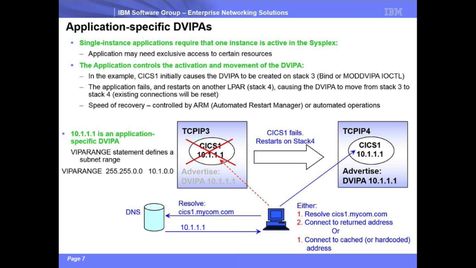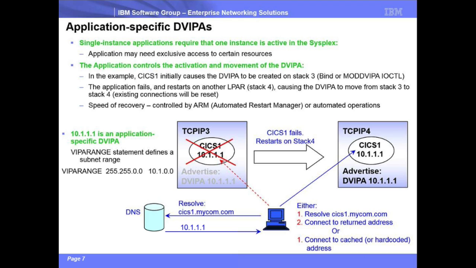In this example, CICS1 initially causes the DVIPA to be created on stack 3, and this can be done if the application does a bind explicitly to the DVIPA, or it can use a MODDVIPA IOCTL to create the DVIPA on the stack.